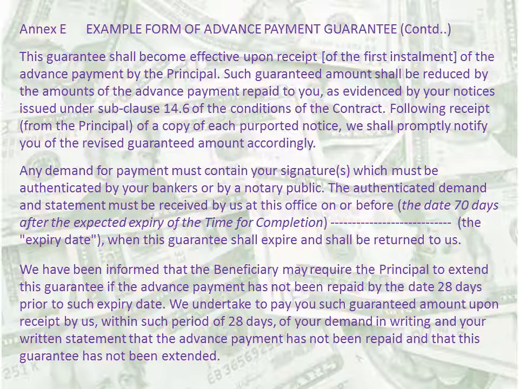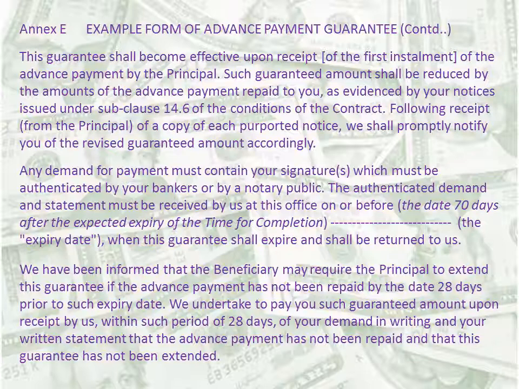Such guaranteed amount shall be reduced by the amounts of the advance payment repaid to you as evidenced by your notices issued under subclause 14.6 of the conditions of contract, following receipt from the principal of a copy of each purported notice. We shall promptly notify you of the revised guaranteed amount accordingly. That means whenever there is a repayment of advance payment through the payment certificate, this guarantee will be revised by the guarantor.